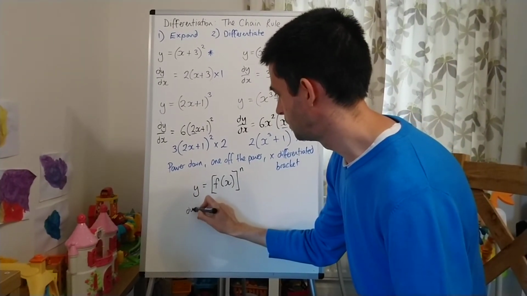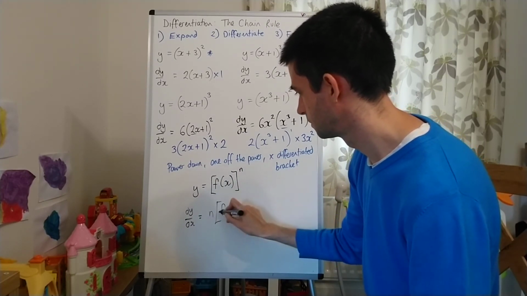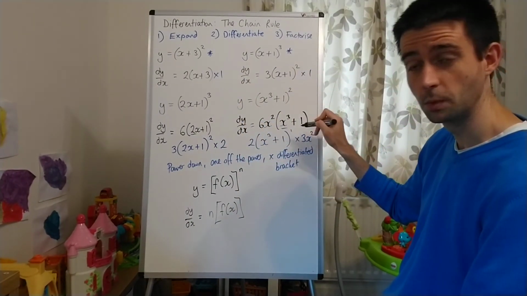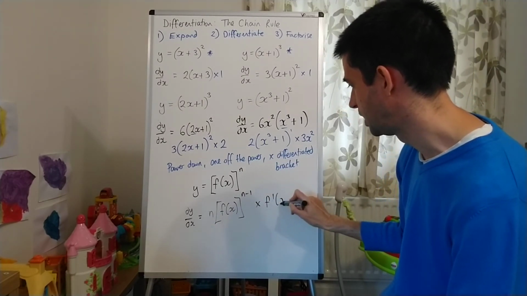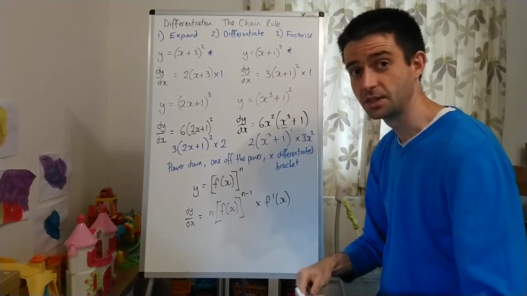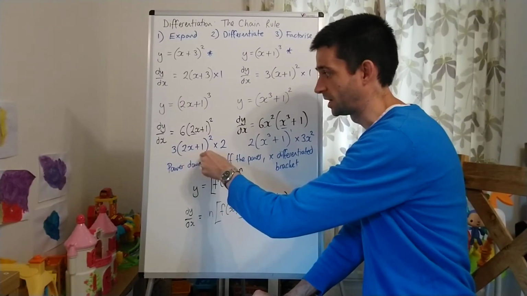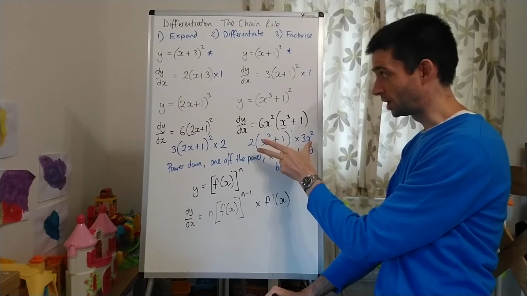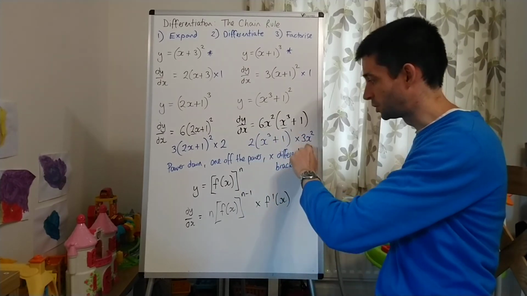So, to find dy by dx, we power down, so n goes at the front. The bracket bit stays the same, as it did in all these examples when we differentiated. 1 off the power, and times by the differentiated bracket, so using f dash x for differentiating this bracket, because that's what we're doing in this case. The two better examples for it are these two here. Power down, so 3, bracket stays the same, 1 off the power times by the differentiated bracket. You see it even more clearly here, x cubed plus 1 all squared, power down, 1 off the power multiplied by the differentiated bracket.